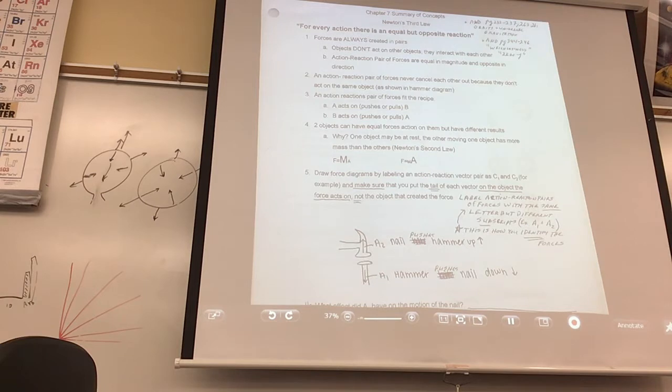Which one's greater? The force of the windshield on the bug or the bug on the windshield? They have to be equal. Which one's greater? The force of the earth pulling me down or the force of me pulling the earth up? They have to be equal. So if you look way down there, number 4, that's the hardest one that I find when people take tests. That's the hardest one for them.